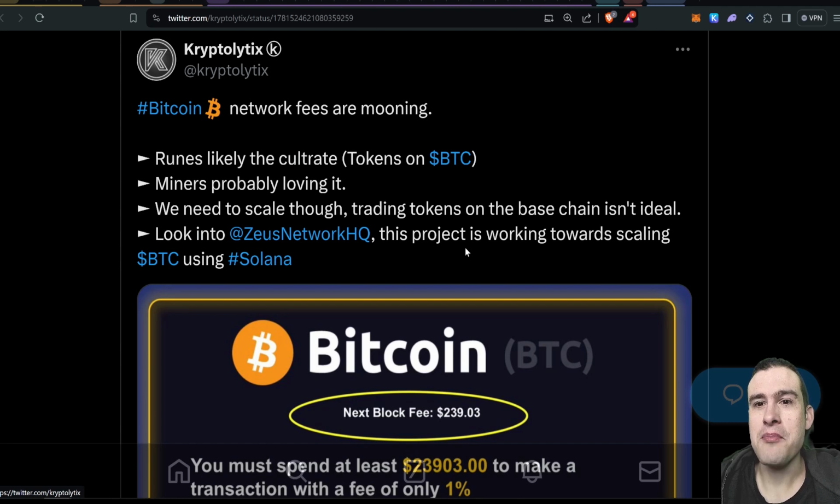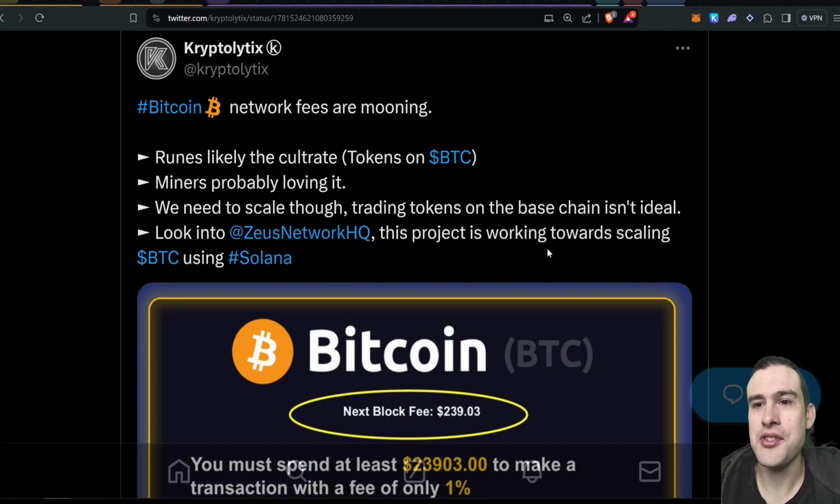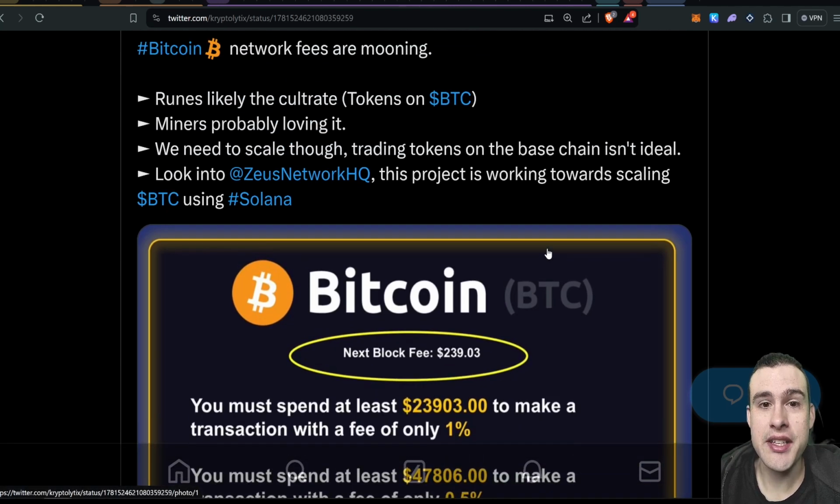This might bleed over into the Solana segment a little bit, but it's still Bitcoin related. I think we need to scale though, because trading tokens on the base chain isn't ideal. Again, it's my opinion. But if you look into Zeus Network, this project is working towards scaling Bitcoin using Solana. So imagine Solana as a Bitcoin L2, and that's what they're trying to do, right?